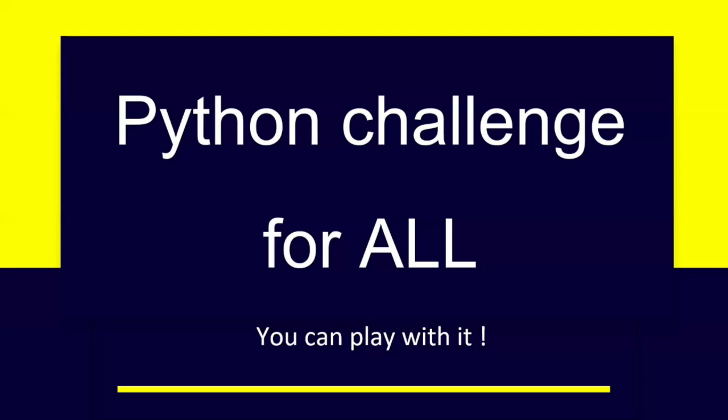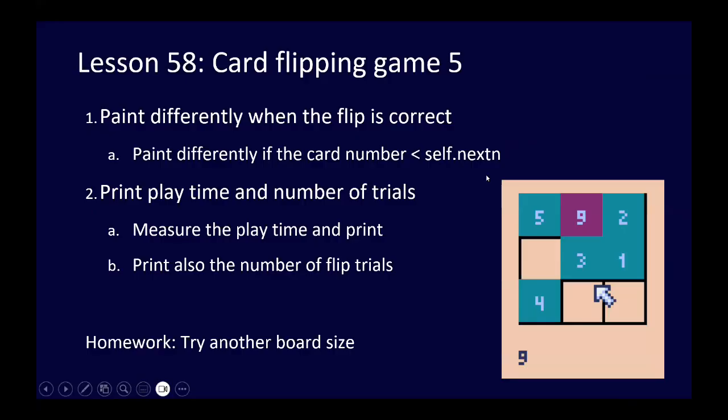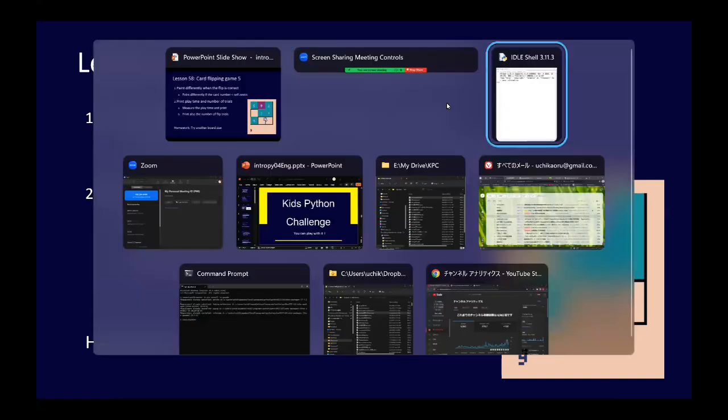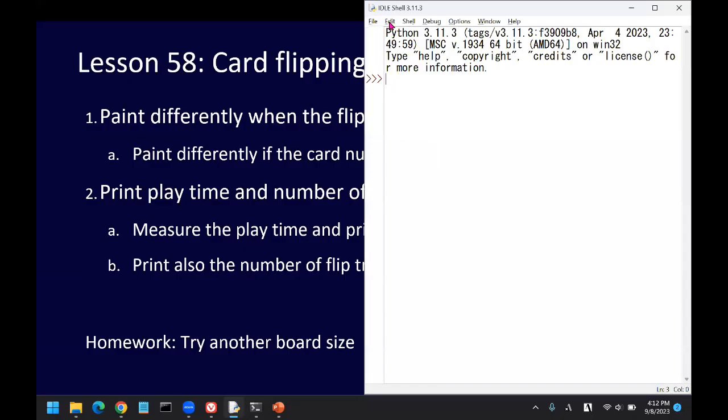Okay, let's see where we were last time. Let's continue our work. Actually, we are going on to another game today. So let's quickly check the last game we made previously. It was lesson 58, card flipping game 5. So let's open it and check how it runs.